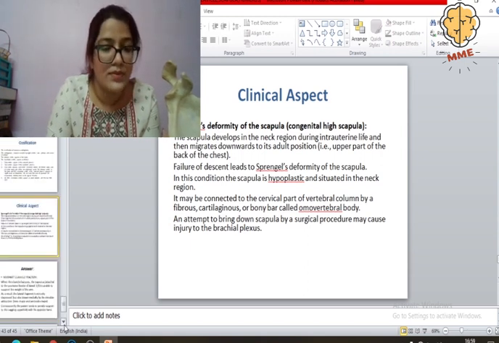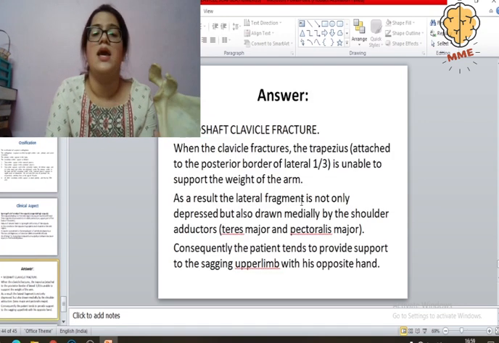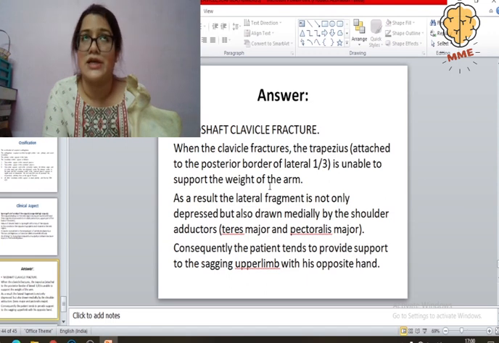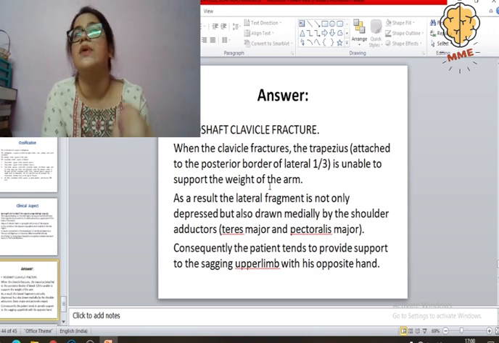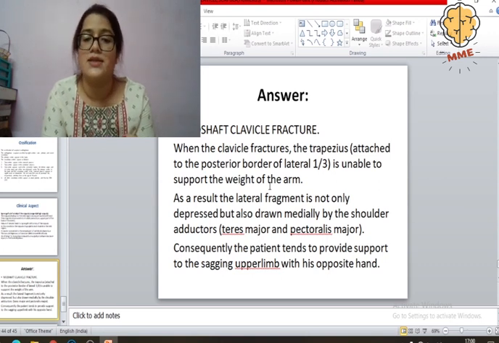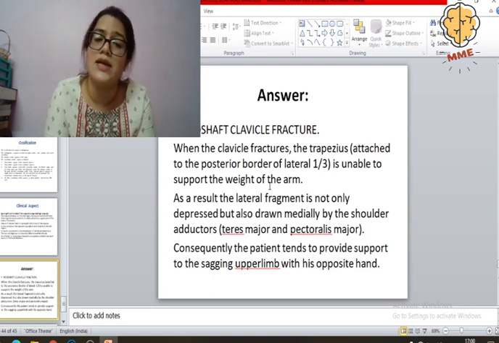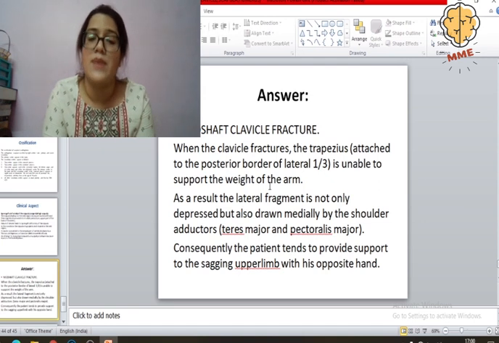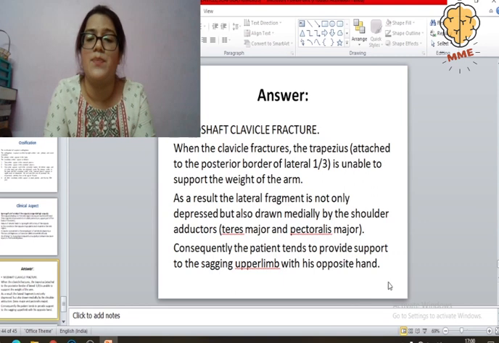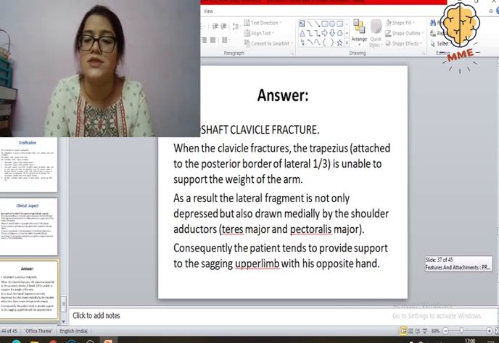Now, the last thing, the answer. Mid-shaft clavicular fracture. When the clavicle fractures, the trapezius attached to the posterior border of the lateral 1/3 is unable to support the weight of the arm. As a result, the lateral fragment is not only depressed but also drawn medially by the shoulder adductors. I've already told you that, teres major and pectoralis major. Consequently, the patient tends to provide support to the sagging upper limb with his opposite hand.